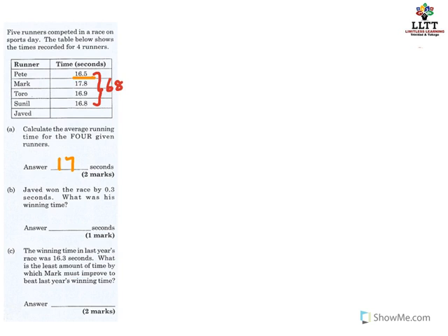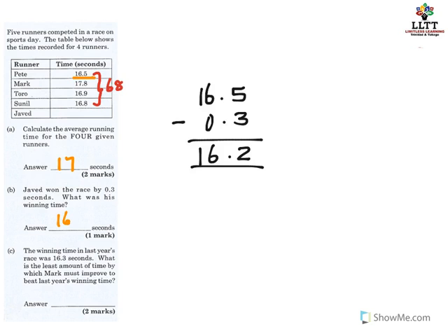So to find Javed's time, we're going to use the current smallest time, which is 16.5 seconds, and we're going to take away 0.3 seconds from it. 5 minus 3 is 2. We put our decimal point. 6 minus 0 is 6. 1 minus nothing is 1. So Javed's winning time would be 16.2 seconds.